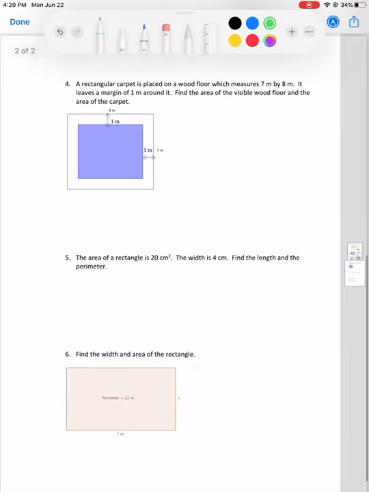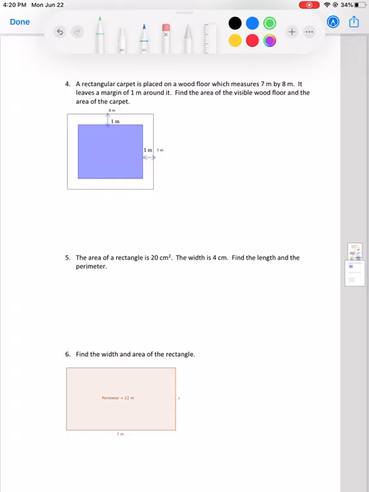Moving on to number 4. Go ahead and try number 4. Pause the video and then resume it when you're ready. Go ahead and pause it now. Okay, now we're back and we've tried number 4. Let's take a look at how it works out.